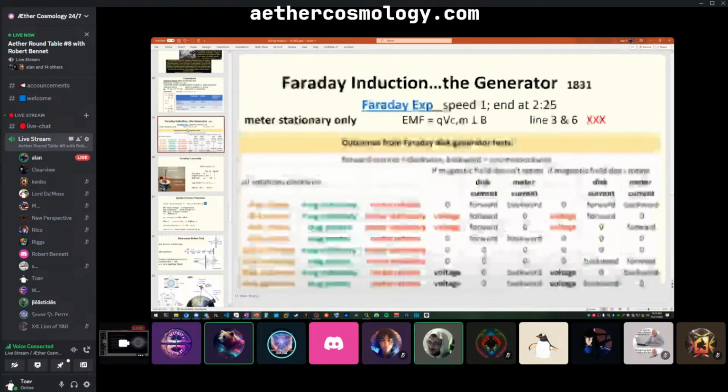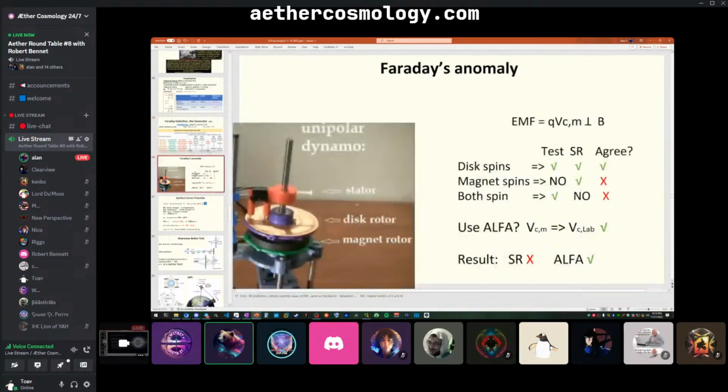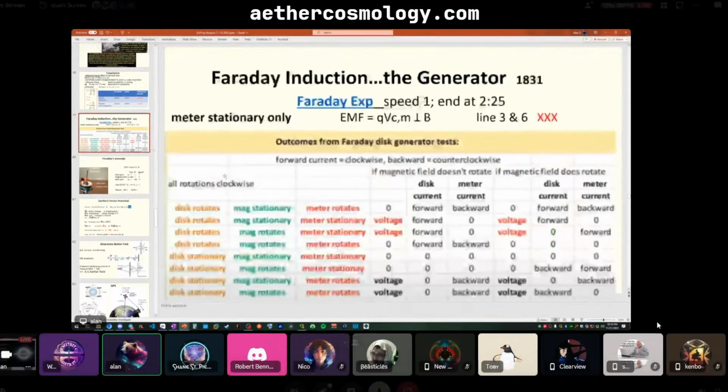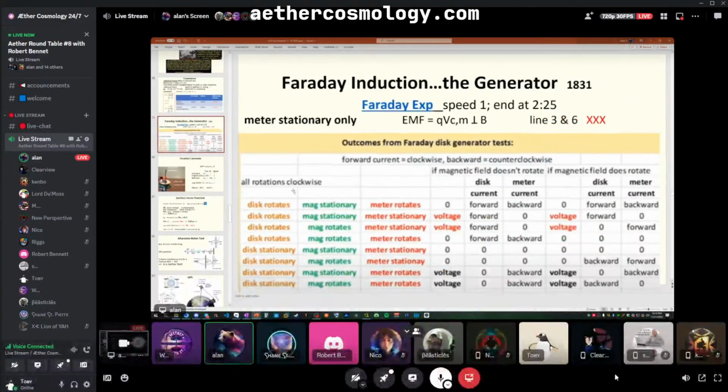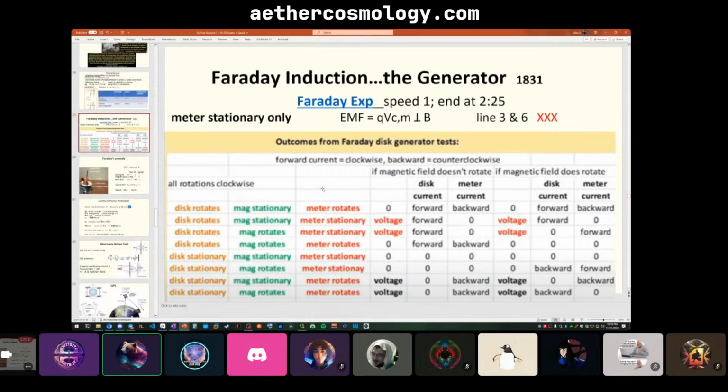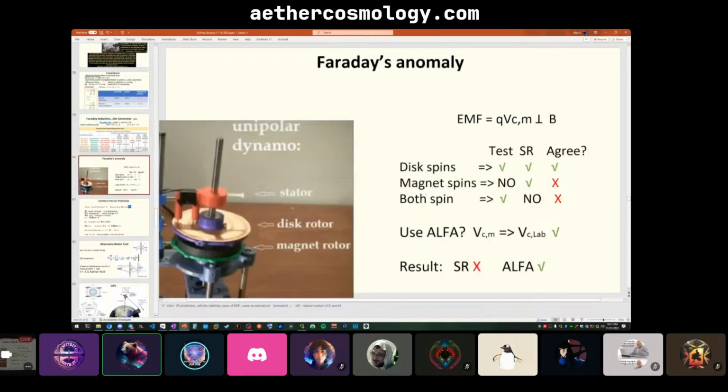So the unipolar dynamo is a good one, and the predictions that relativity theory makes. What's the other one? I can't remember, but it was the lab frame again standing out as the only frame that can correctly interpret what's happening with this electric current generation. If you want to go over that real quick, I think that's a really good one.